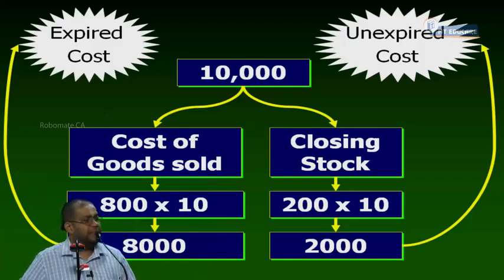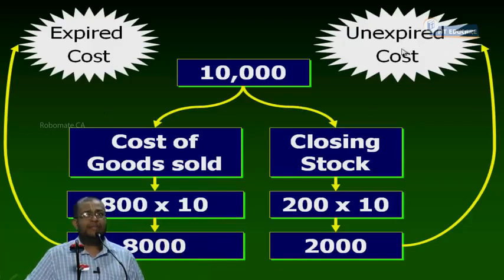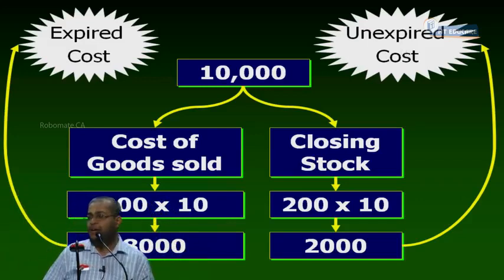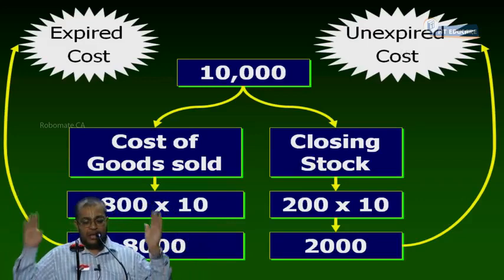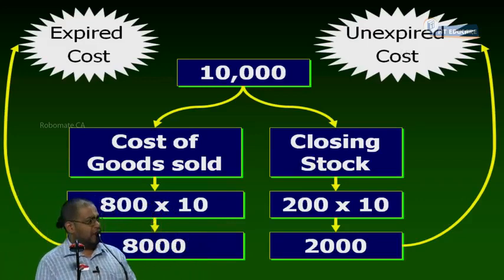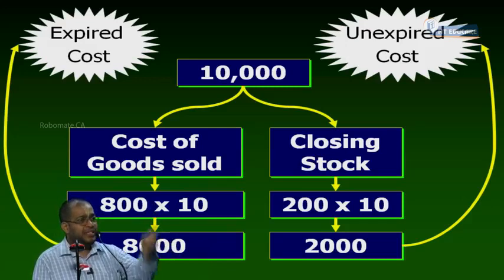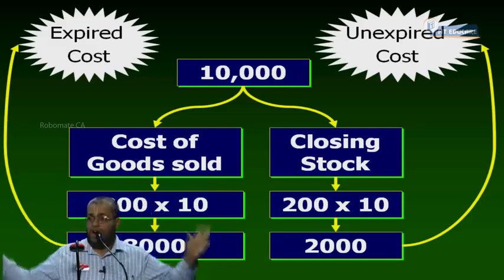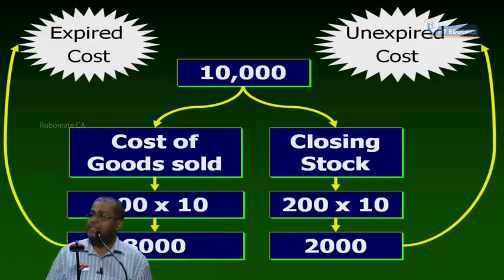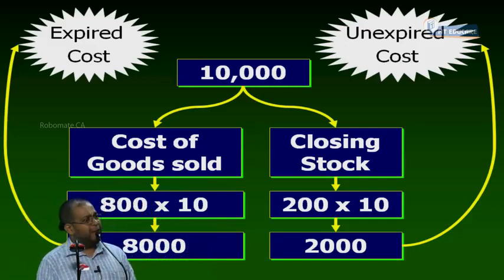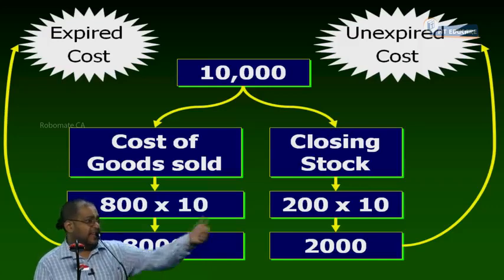Enough, right or not? Now, tell me, profit is equal to sales minus cost. This statement is right or wrong? Wrong. Profit is not equal to sales minus cost. From now onwards, whenever I ask you what is profit, answer that profit is equal to sales minus expired cost. Because unexpired cost is not the cost of this year. It goes to next year as next year's cost.